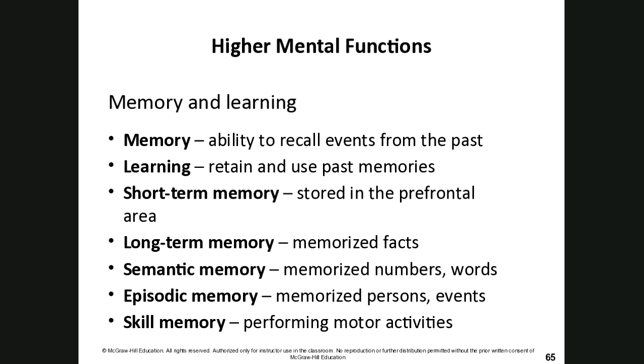So a few definitions here. Memory: the ability to recall information from the past. Learning: to retain and use past memories to make different decisions or make the same decision, depending on what it is. Short-term memory is stored in the prefrontal area. Long-term memory is memorization of facts. Somatic memory is memory of numbers and words. Episodic memory is memorizing persons and events, and skill memory is performed motor activities.